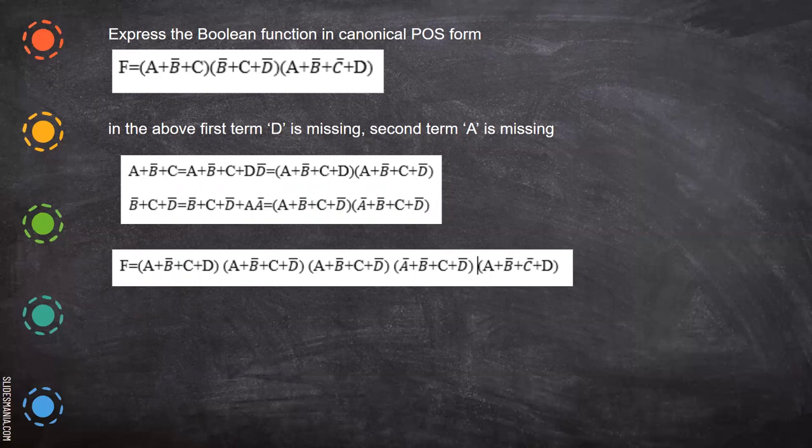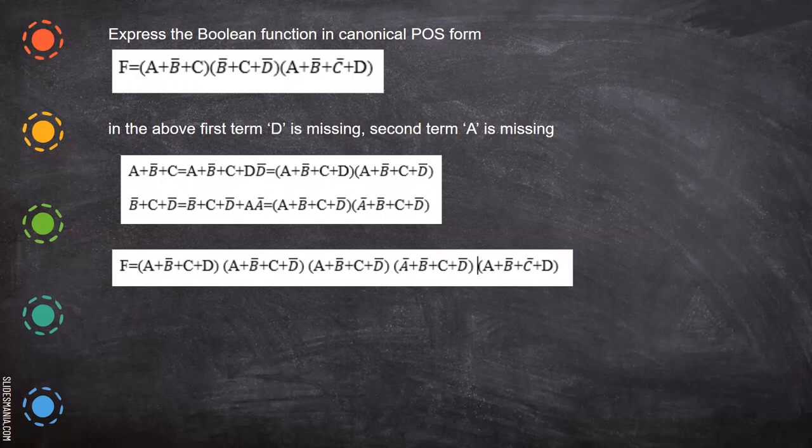So in any POS or SOP form, the main criteria is it must have all the variables. If it has a 4 variable expression, somewhere there will be 4 variables. So you will be able to identify whether it is a 2 variable, 3 variable, or 4 variable. If it is a 3 variable, and in any term a particular variable is missing, then you can say that it is not a complete equation. So what you have to do is introduce it.